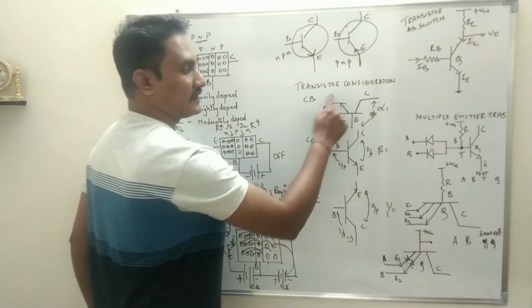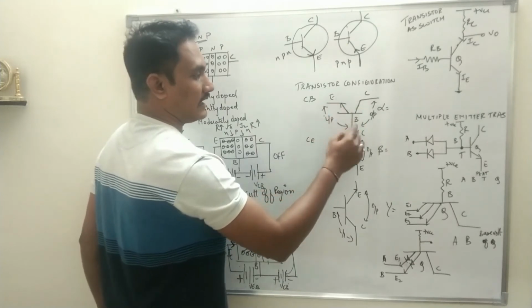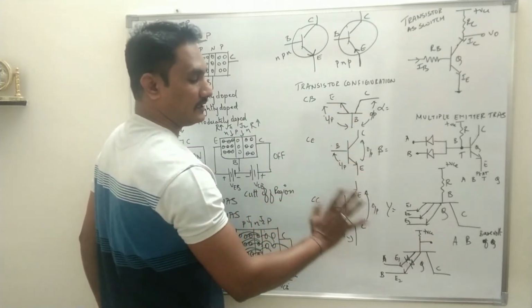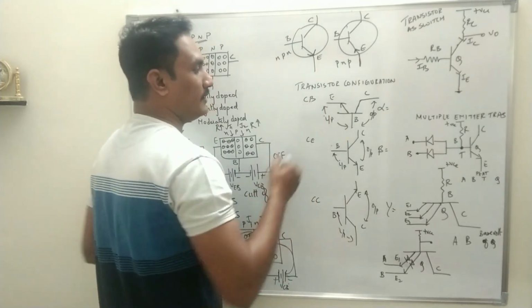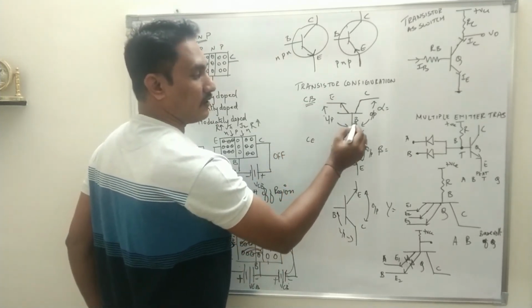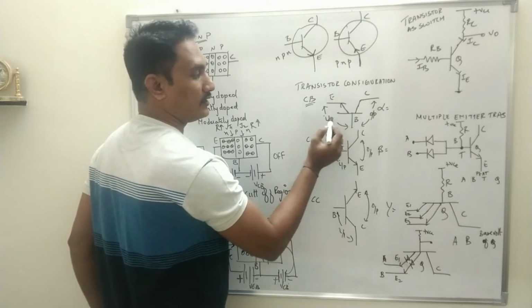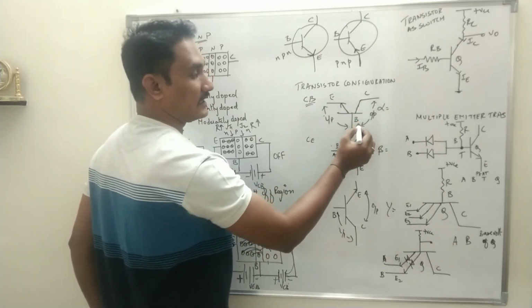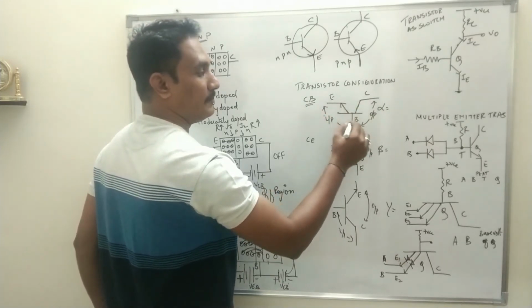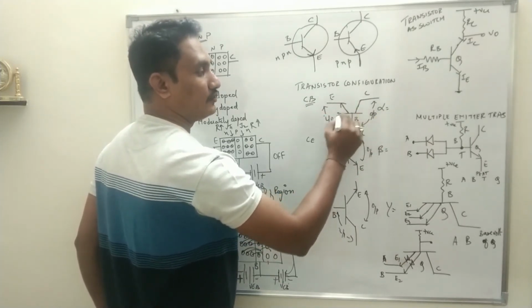See, this is the first configuration. This is the transistor. I am taking the example of an NPN transistor in all three examples. First is common base. That means base is common for input. That means input is applied between emitter and base. Output is taken between collector and base. So what you can see is base is common for input and output, right?